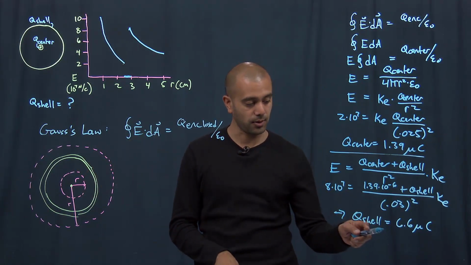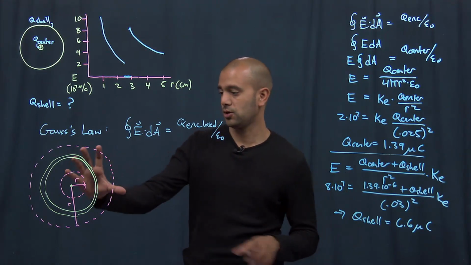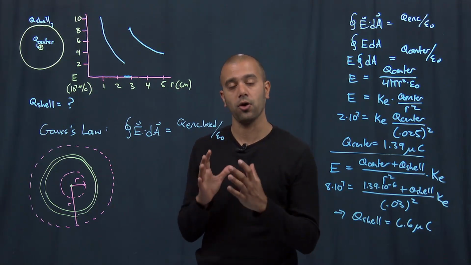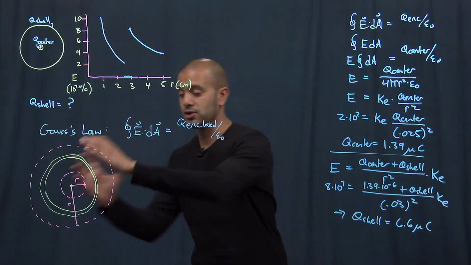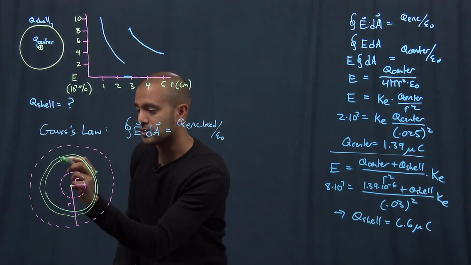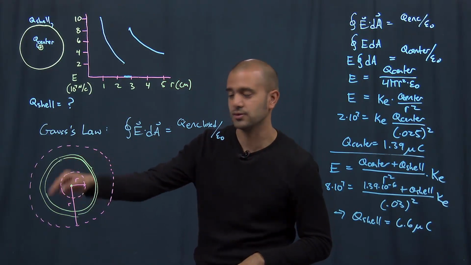Now, that's the answer to the problem that was being posed, but I want to ask you guys one more question. So we have this shell that has a particular thickness to it, and it's a conductor. And for conductors, all the charge on any conductor always resides at the surfaces. So for this shell, the charge can only exist on the inside surface or the outside surface. The question I have for you is, what is the charge on the inside surface?